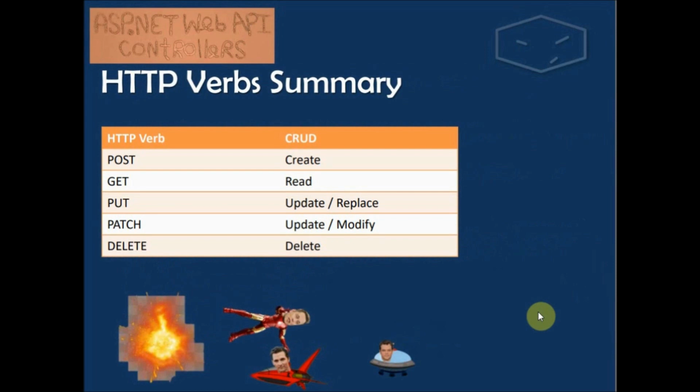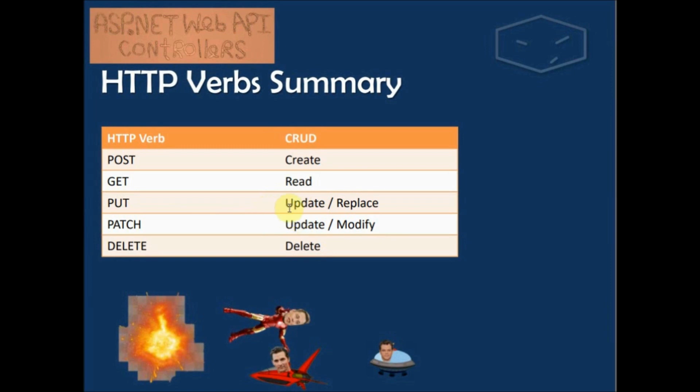So a simple way to see the HTTP verbs is: post is for create, get is for read, put and patch are to update elements, and delete is for delete. CRUD: create, read, update and delete. These two are difficult to understand, put and patch, because both are update verbs.